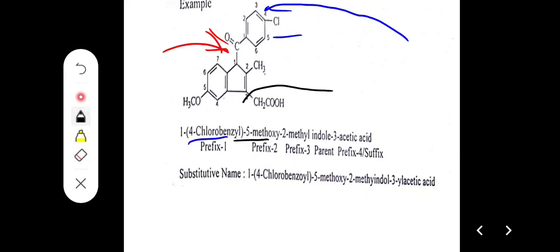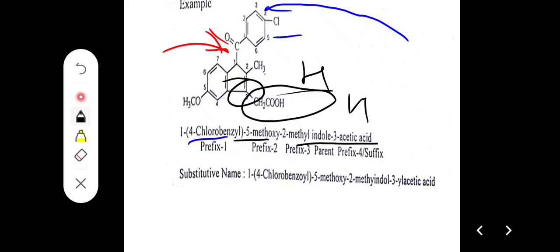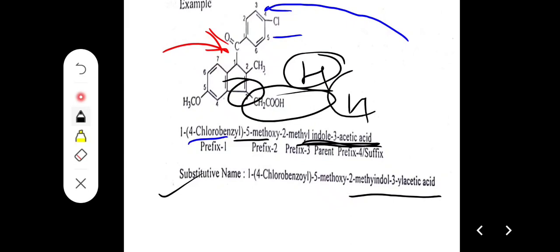Due to CH2COOH, one hydrogen is missing, and due to this substitution another hydrogen is missing. But that should not be considered in that case, because we consider indole 3-acetic acid to mean CH3COOH. That's why, but when we consider the substitutive name, there is some variation. So we get indole 3-yl acetic acid. In that case, two hydrogens are missing.